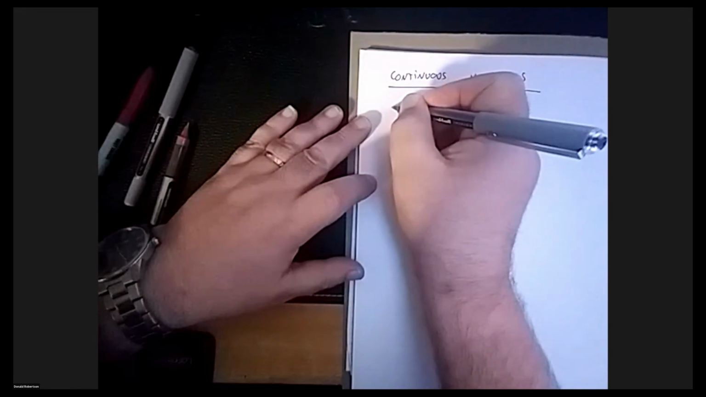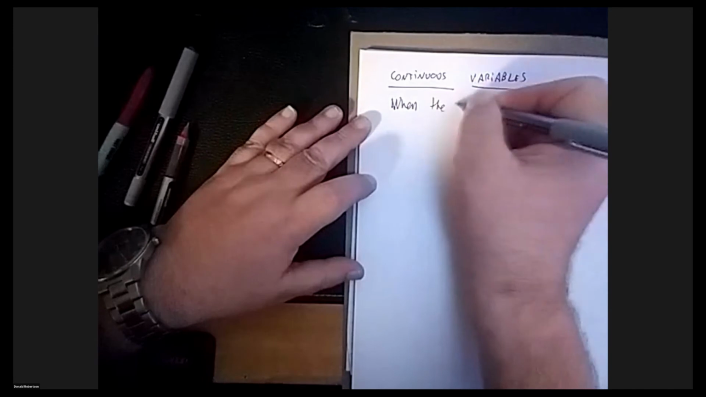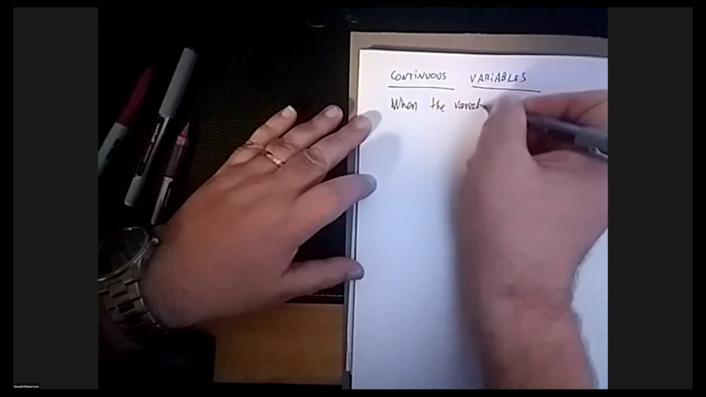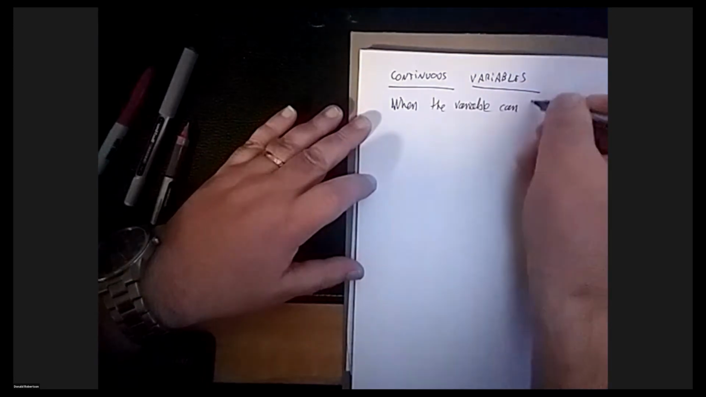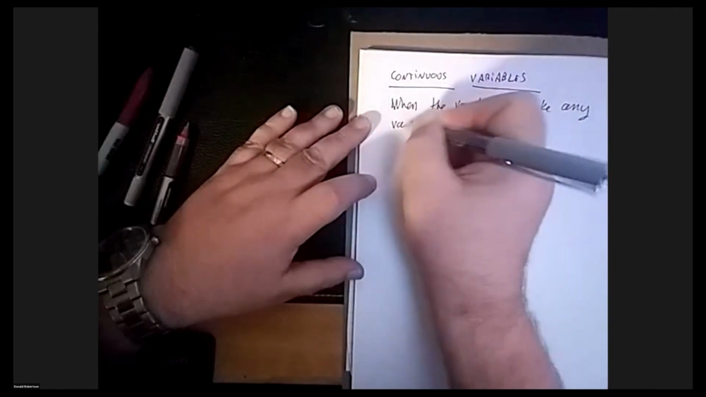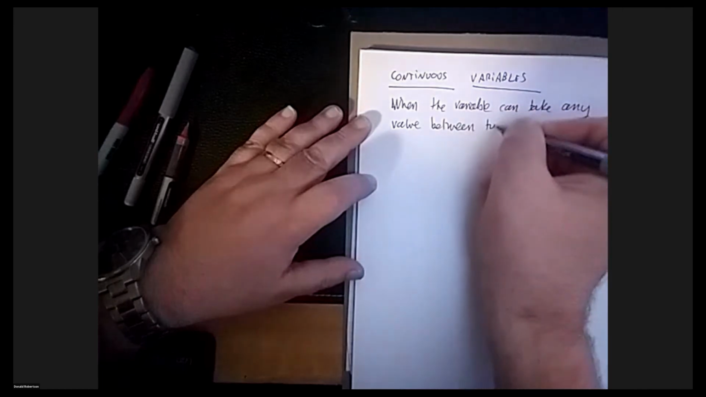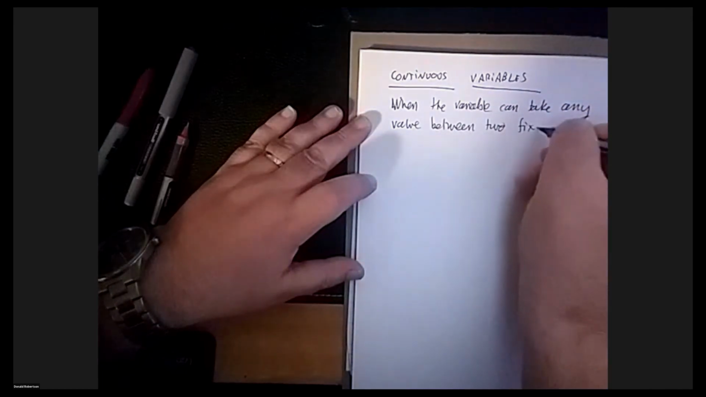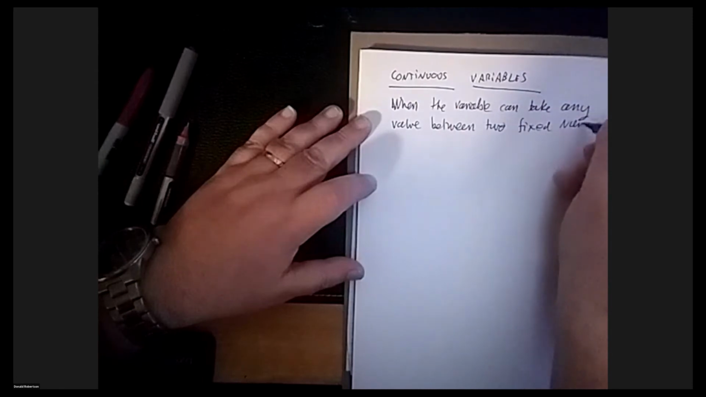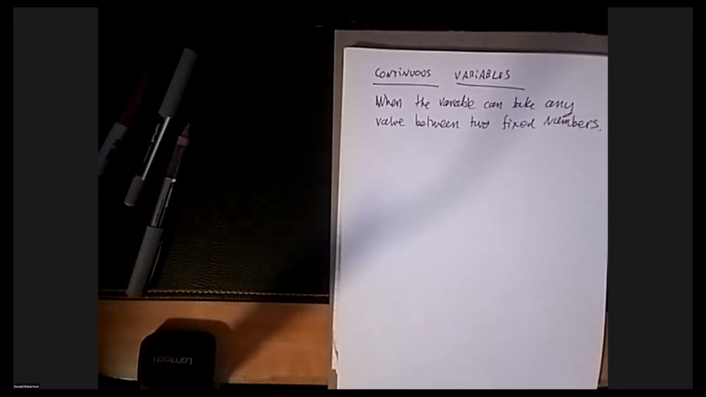Well, this is when the variable can take any value between 2 fixed numbers. And this is just my way of describing it. I'm sure there's better ways, but this is the way my brain works. So give an example.